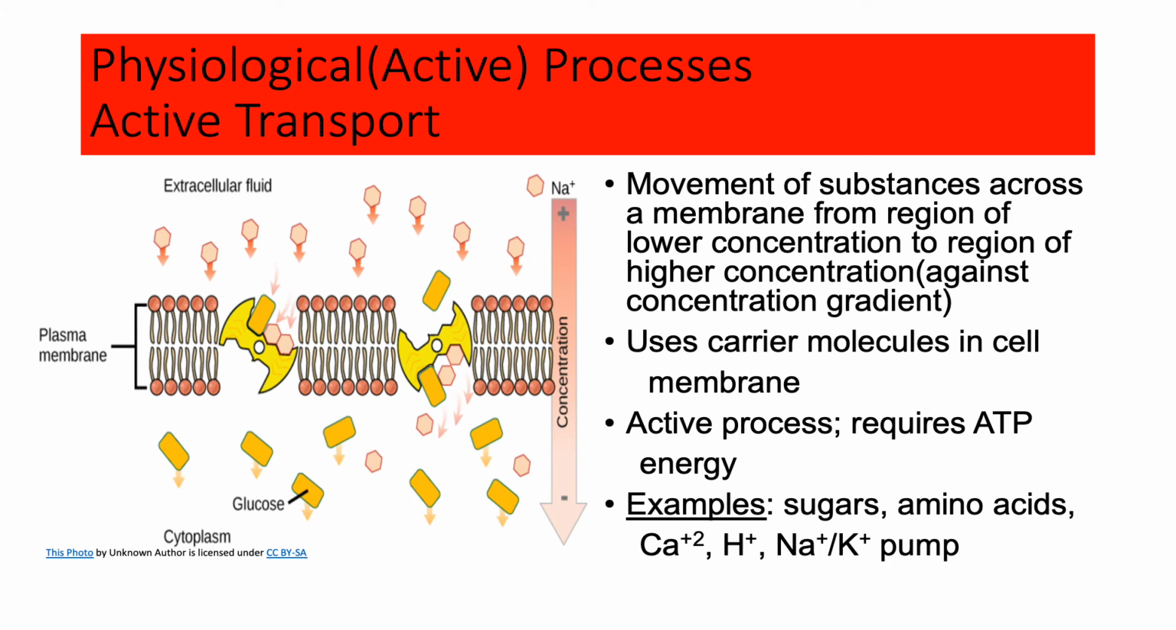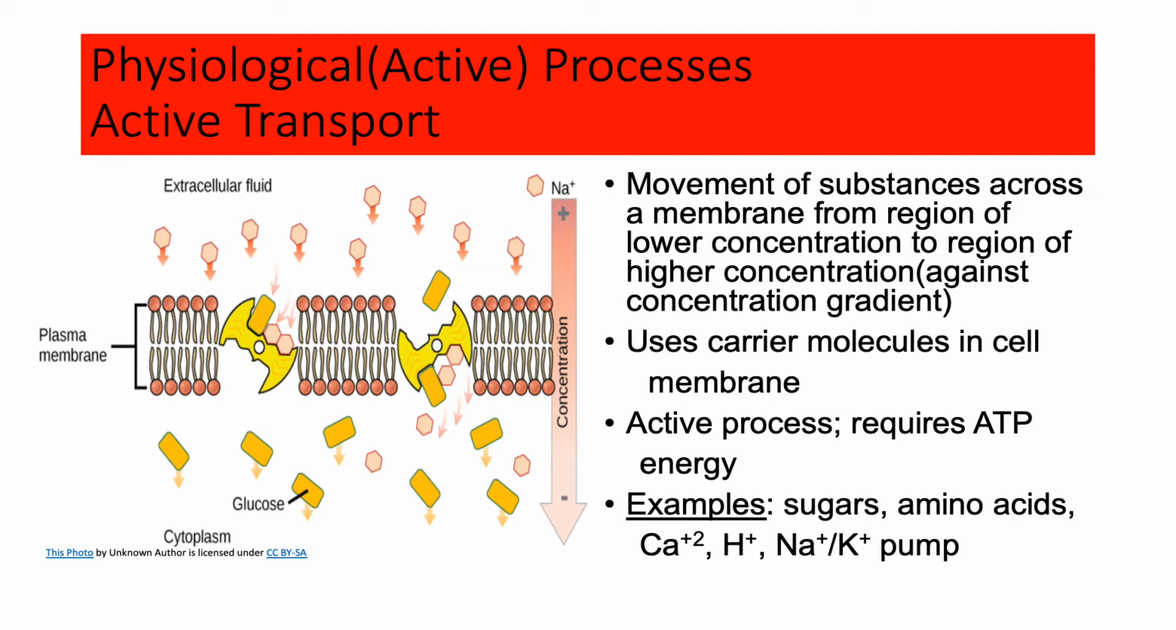Active transport is a type of active process, which means it requires energy. That means substances move from a low concentration area towards a high concentration area, opposite to the passive processes. So it is the movement of substances across a membrane from a region of lower concentration to a region of higher concentration, against the concentration gradient, with the requirement of energy, ATP, which is the energy currency in our body. We call this active transport.